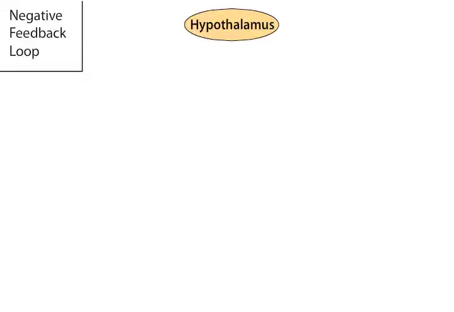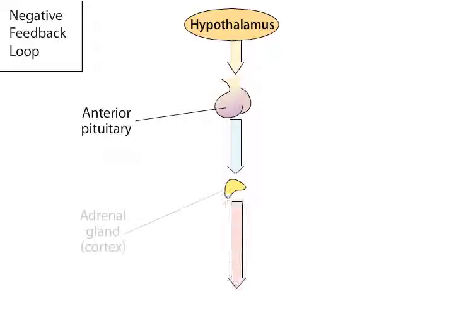The hypothalamus initiates a chain of events that control the endocrine system. It releases hormones that trigger the anterior pituitary to release more hormones. These hormones, in turn, control a variety of endocrine organs, such as the adrenal glands. Although the hypothalamus drives the system, the hypothalamus is kept in check by a negative feedback loop.